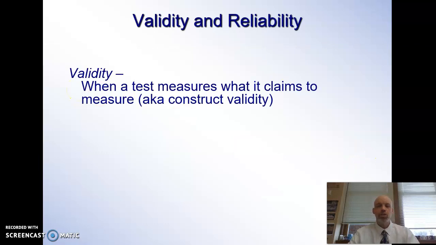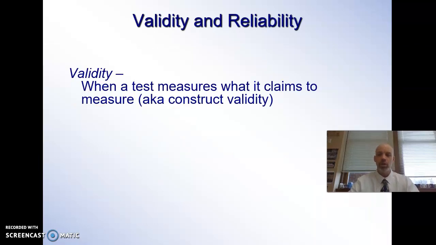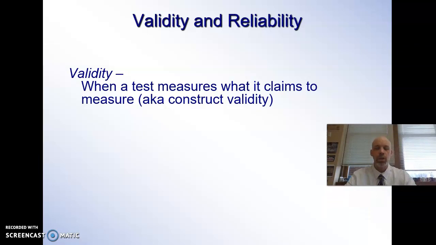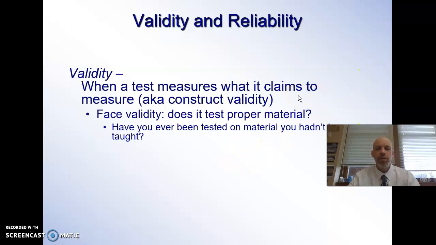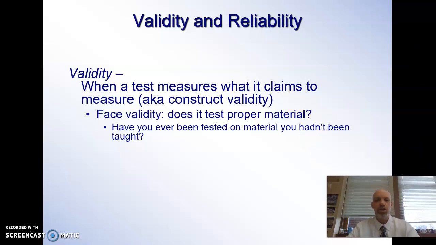Now, two of the big terms that you have to know when we're looking at testing are validity and reliability. You can see there that validity is when a test measures what it says it's going to measure. There are several different types of validity, the first being face validity, and that is the test measuring the proper material? If you've ever been given a test and you're like, we never learned any of this, the test might have had low face validity.